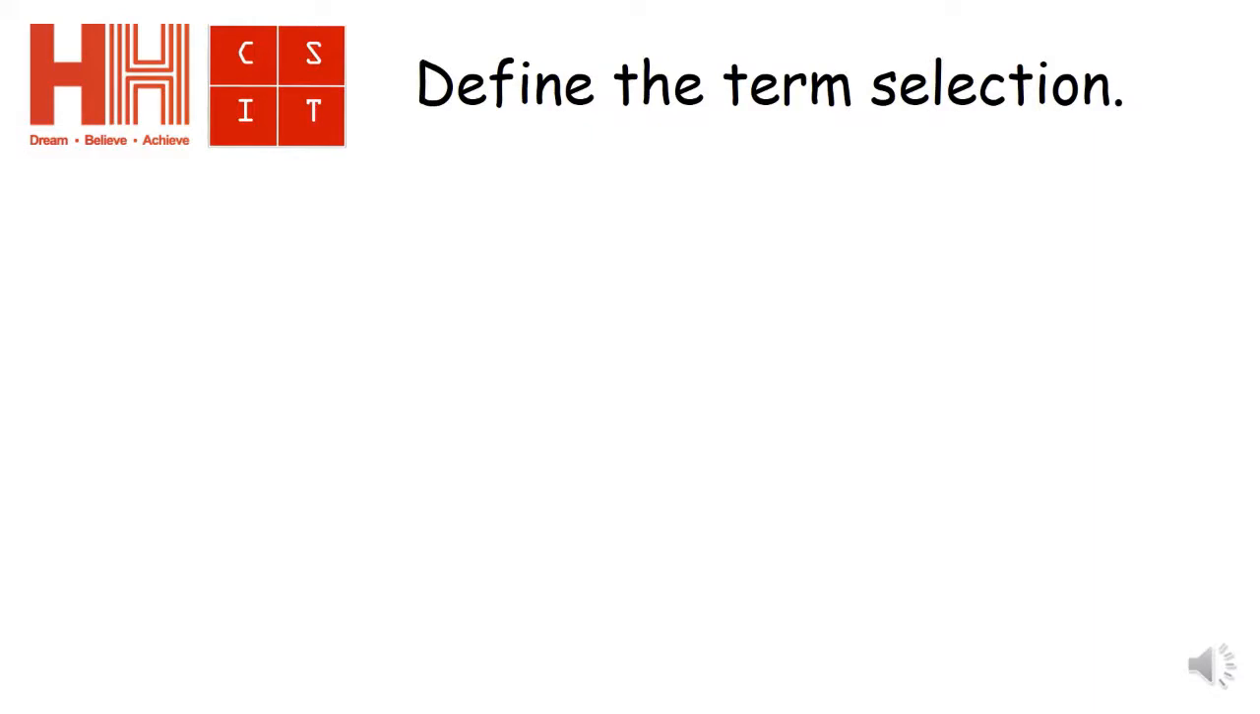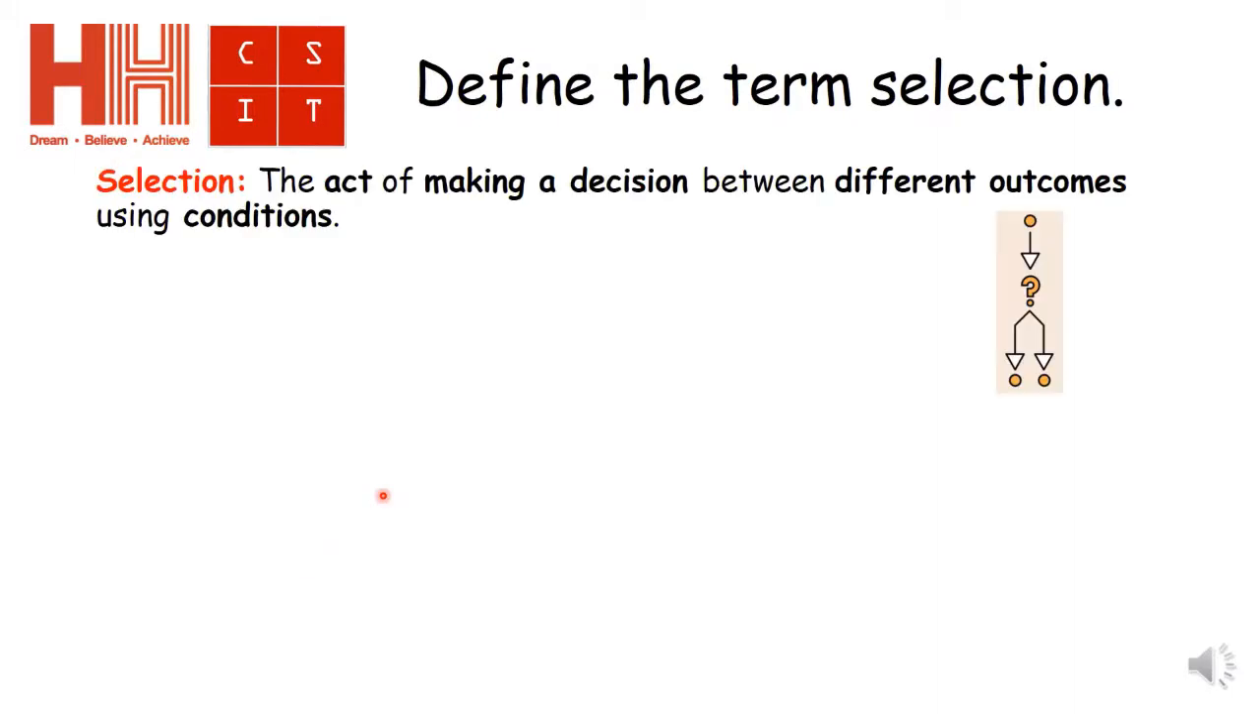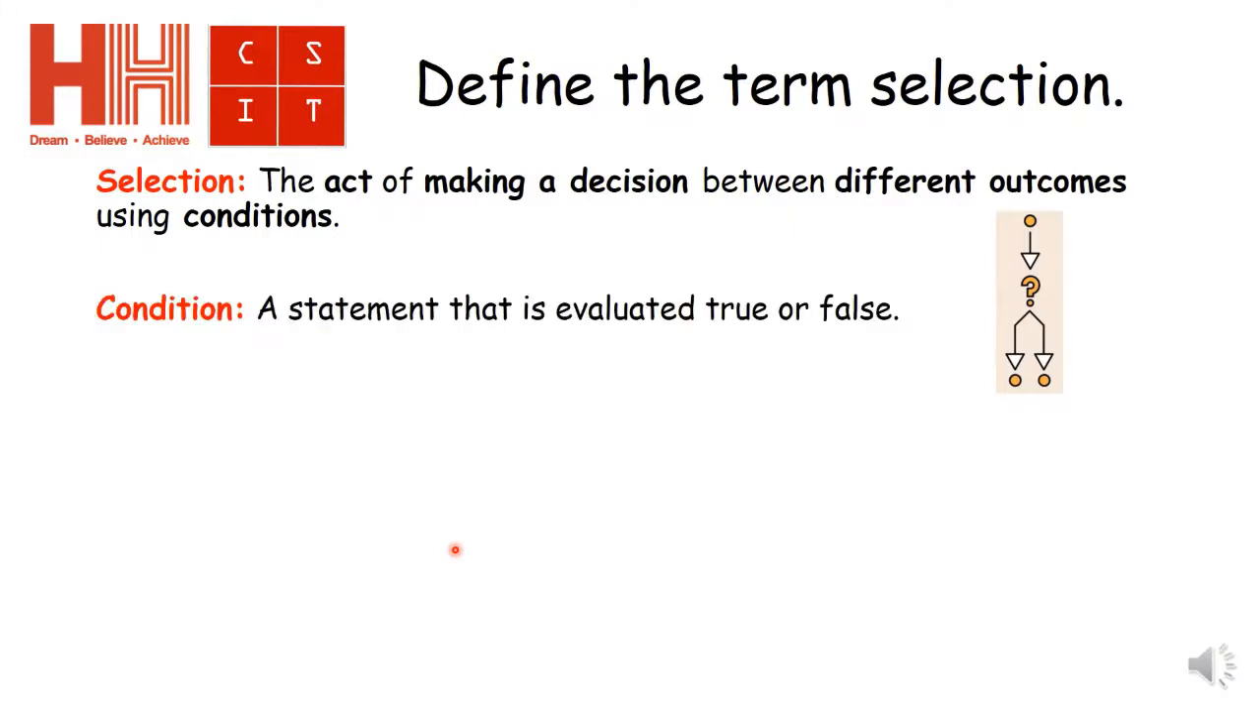So we're going to start by defining the term selection. Selection is the act of making a decision between different outcomes, and we do this using conditions. Now, a reminder as to what a condition is: it's a statement that is evaluated true or false. And you can see from the diagram here, we have different outcomes that can happen based on this decision.